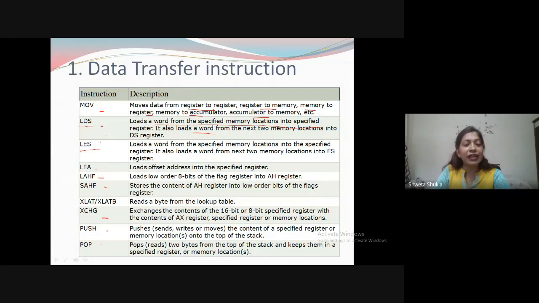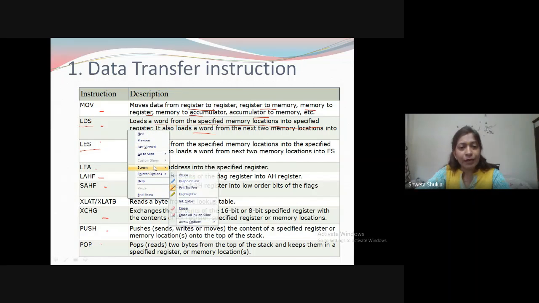Now see how this works. I will show you what happens when you write LDS. First example, it can be either LDS BX, 5000 or LES BX, 5000. They both work the same way. Remember this, they are the same kind of instructions.